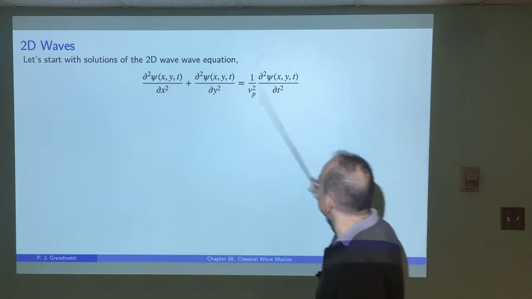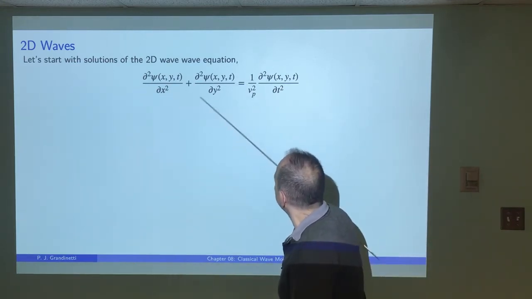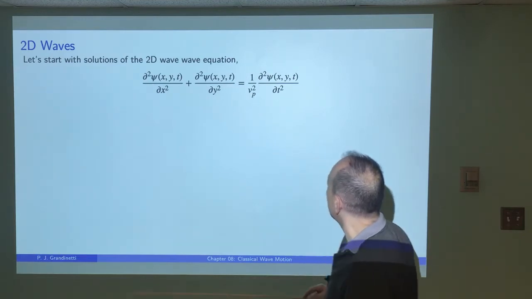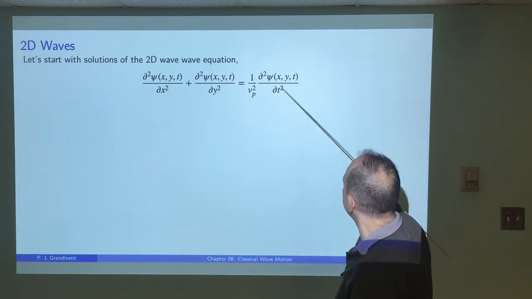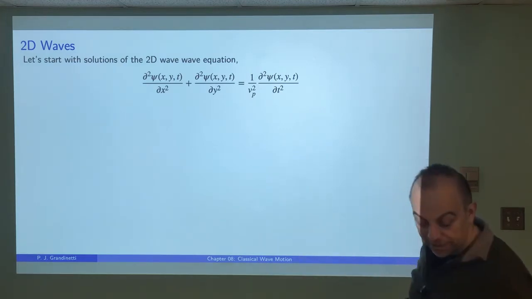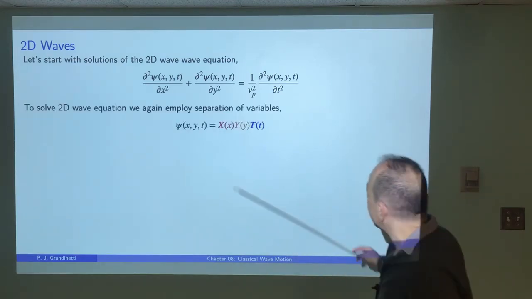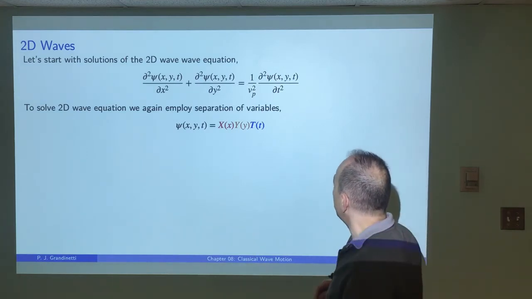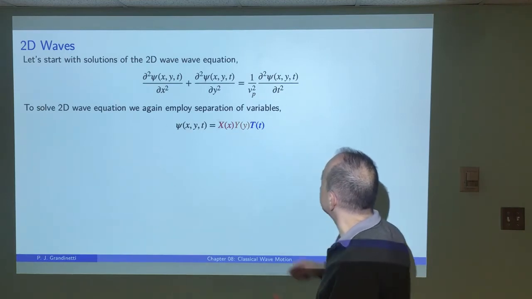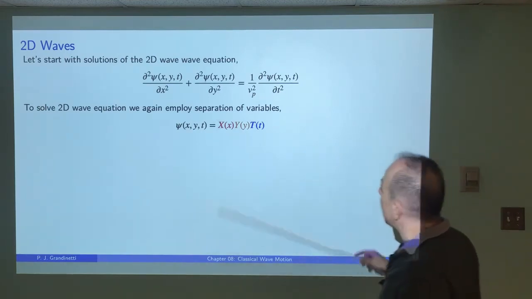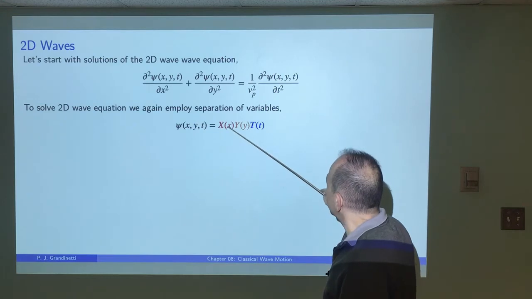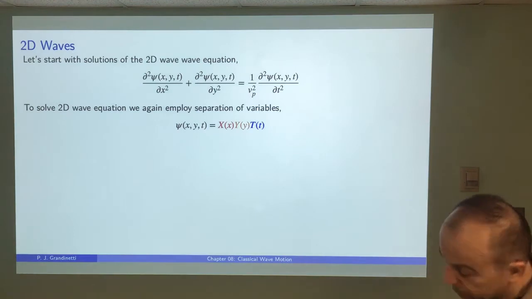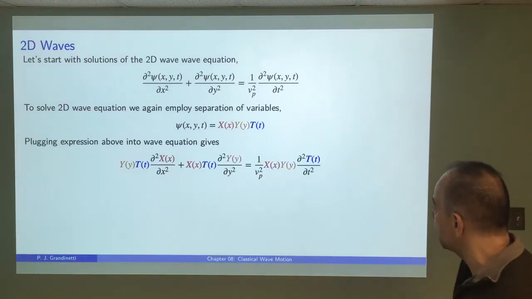And so written out, with a little rearranging here, I've written the wave function, the second partial with respect to x plus the second partial with respect to y, equal to 1 over Vp squared times the second partial with respect to time. And now what we're going to do is take the same approach as we did in the 1D cases. We're going to say that the wave function that satisfies this differential equation can be written as the product of a wave function with respect to only x, only y, and then only time. So this is called the separation of variables approach, which we saw earlier.